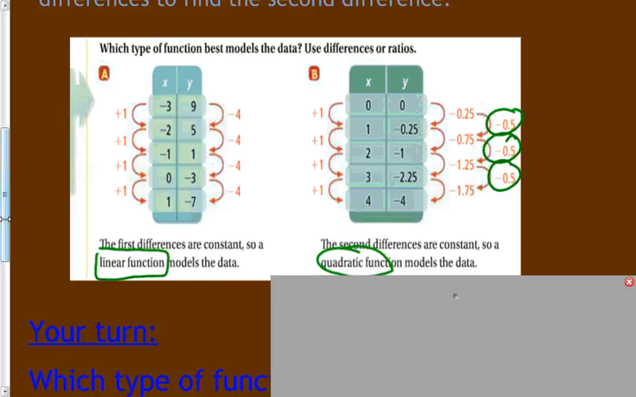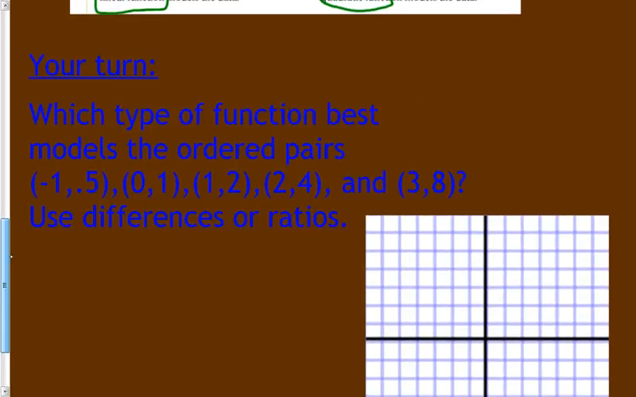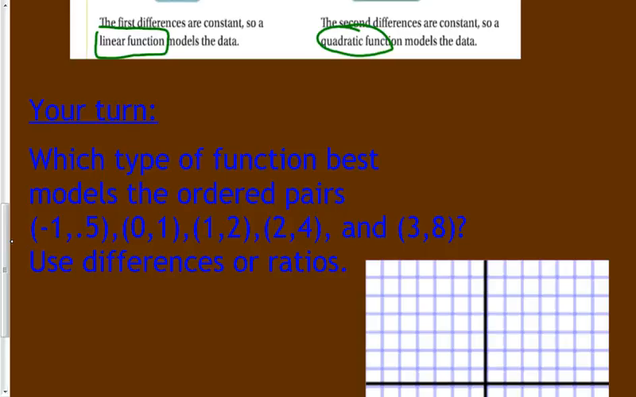So why don't you try that now? I have a graph. You can use the graph, but I would like you to try it without a graph. It says which type of function best models the ordered pairs. Use differences or ratios. So why don't you pause it, try it, see if you can figure out which one it is, and then I'll show you the result when you unpause it.